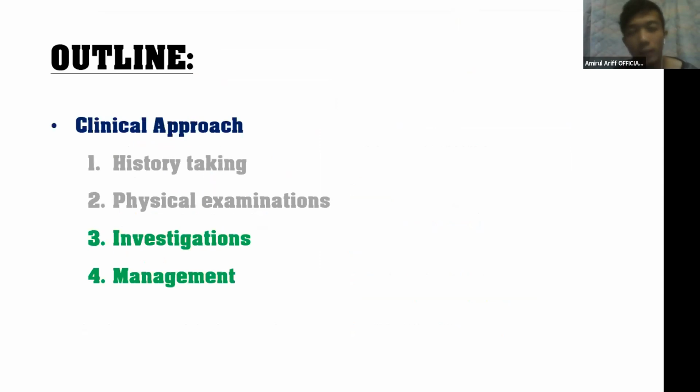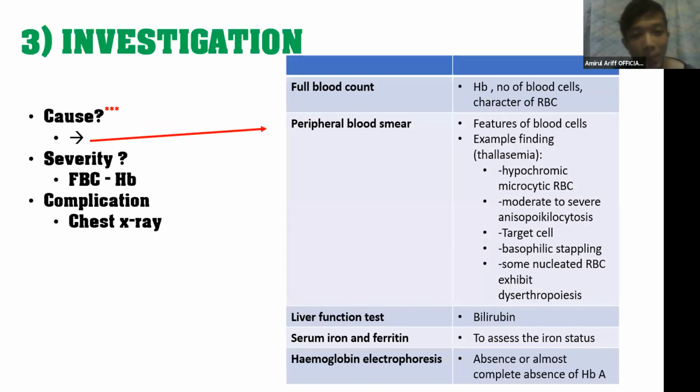So just now we talked about history taking and physical examination. From both of these approaches, we might get the idea regarding what are the causes of the anemia in the child. So now we want to do investigation. Mainly in investigation, we want to confirm the causes that we suspect before, and we want to know the severity of anemia and complication of anemia.